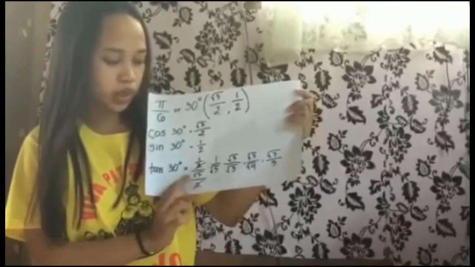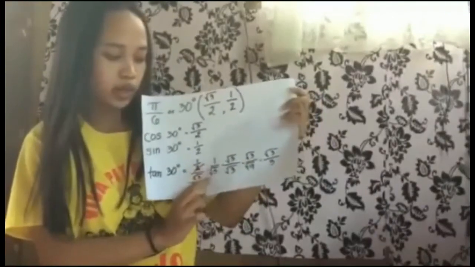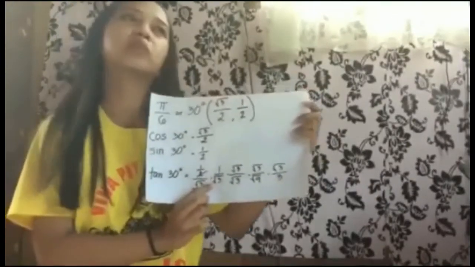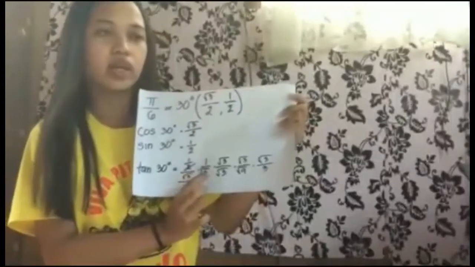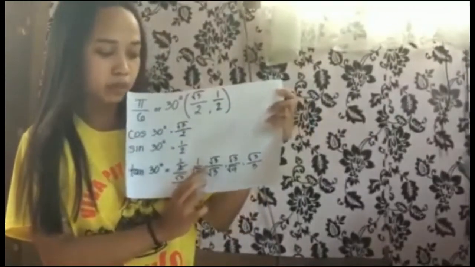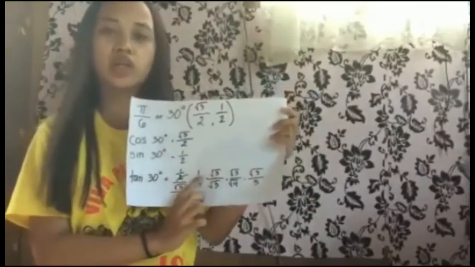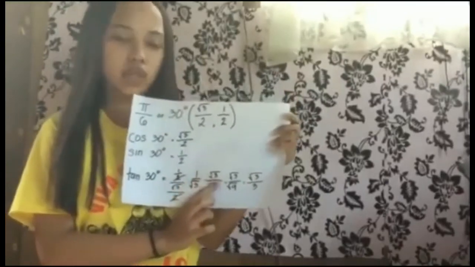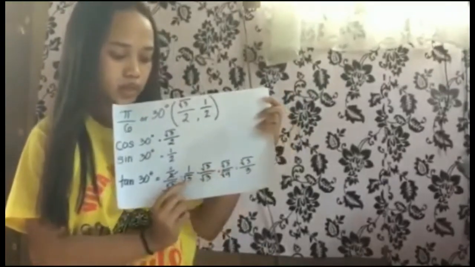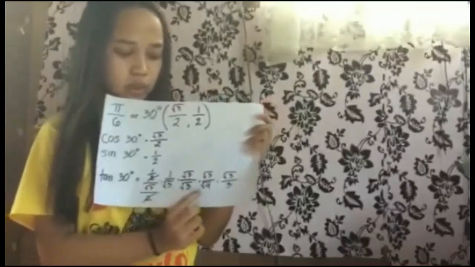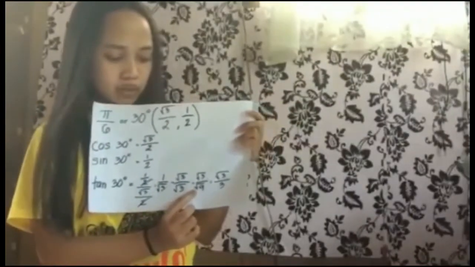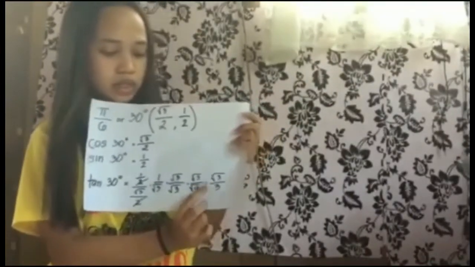So, cancel out the 2 and it will become 1 over square root of 3. So, we must cancel out this radical and multiply by square root of 3. So, 1 times square root of 3 is equal to square root of 3. And square root of 3 times square root of 3 is equal to square root of 9. So, the square root of 9 is equal to 3. So that is square root of 3 over 3.